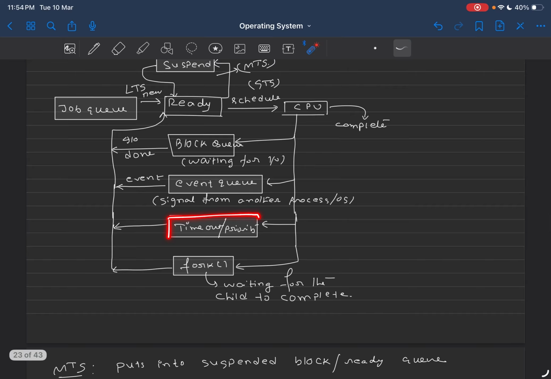Then there is another queue called the timeout or priority queue that I have already explained. Once the timeout takes place, or the time quantum expires, or some higher priority task comes in, the process which is currently on the CPU is taken out from the CPU and put into this timeout or priority queue.